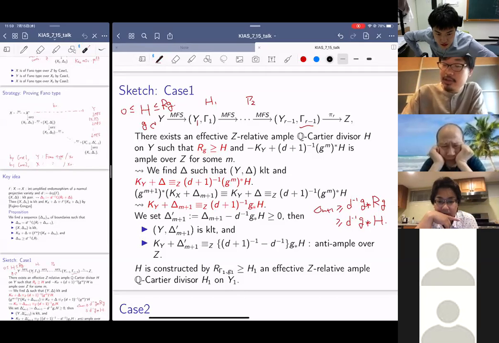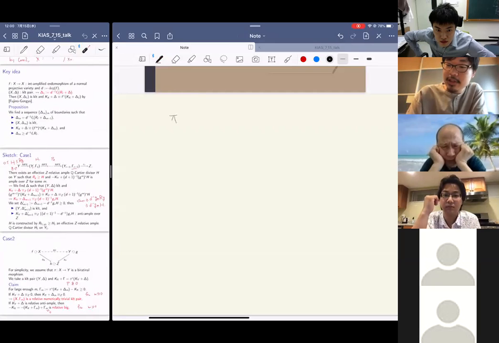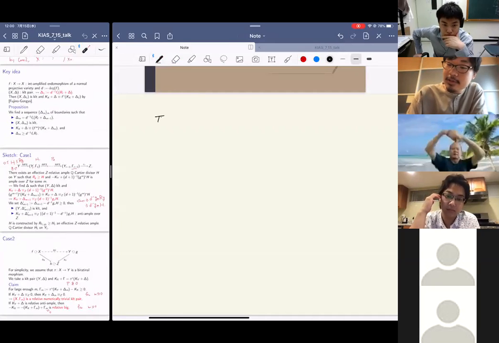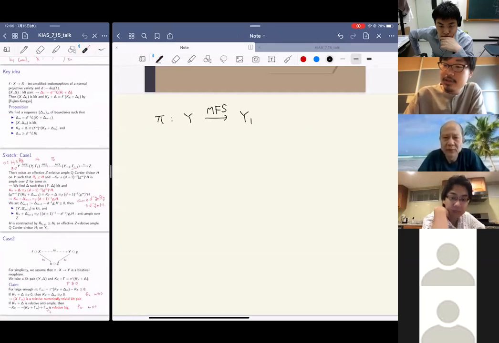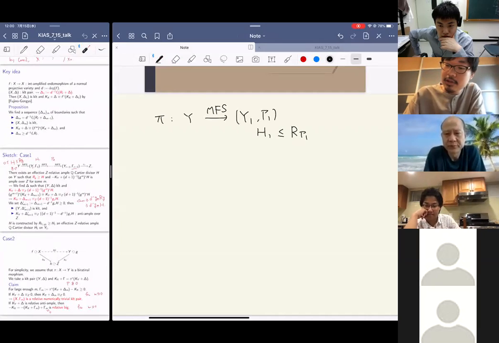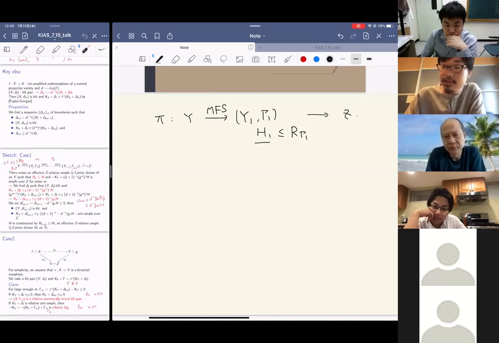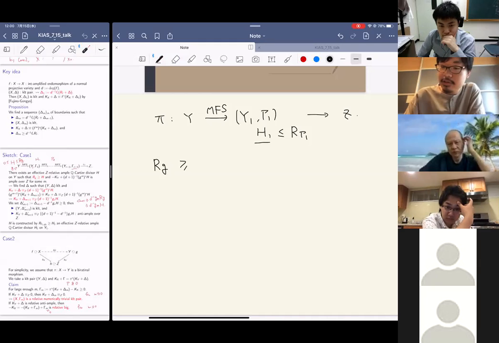Okay. H is constructed by pi, the moduli space from Y to Y1, and H1 is a divisor on Y1 and contained in R gamma 1. It is ample and relative ample over Z. In this case, we consider the divisor 1 over m R g plus 1 minus 1 over m pi pullback H1.